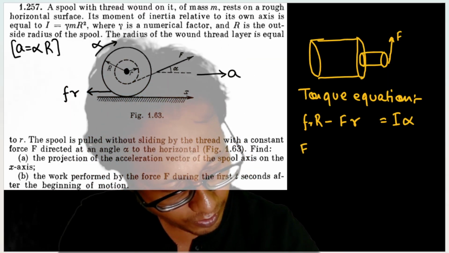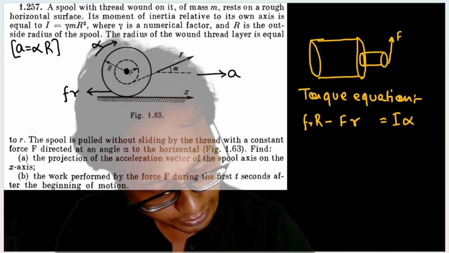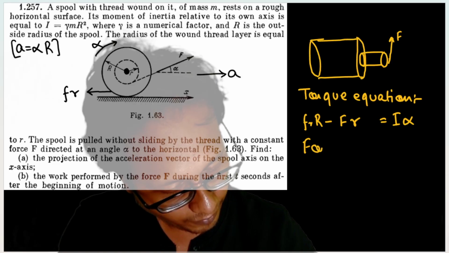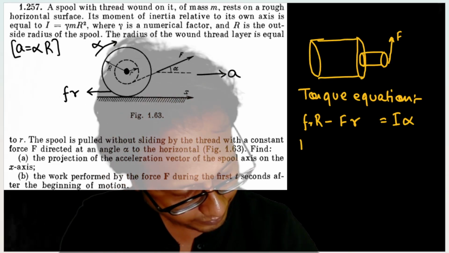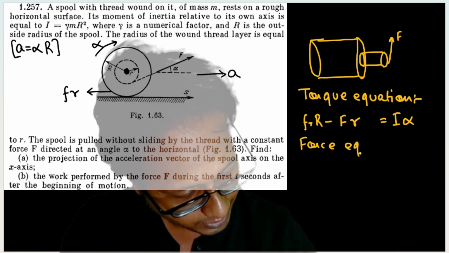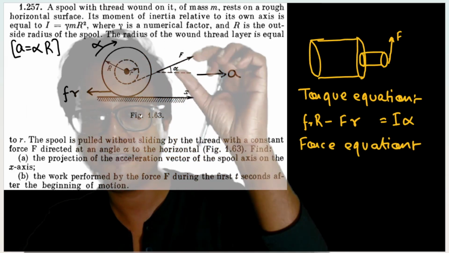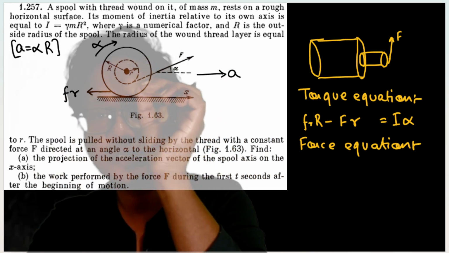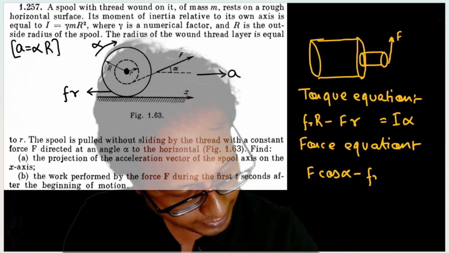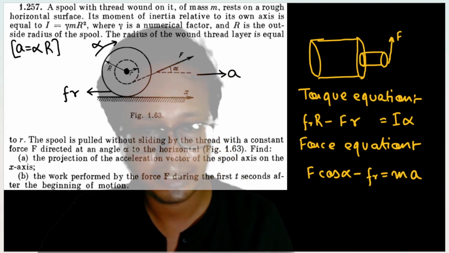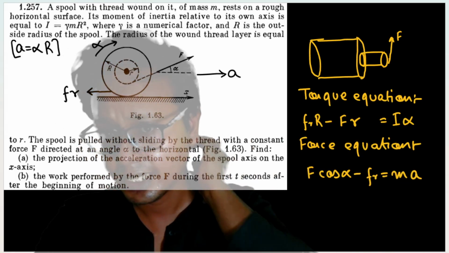Now let's write our force equation. I got my torque equation. I'm hopeless with the spelling of force today. The force equation is nothing but F cos alpha minus friction force is equal to mass into acceleration. The torque equation can also be called the rotational equation, and the force equation can also be called the linear equation.